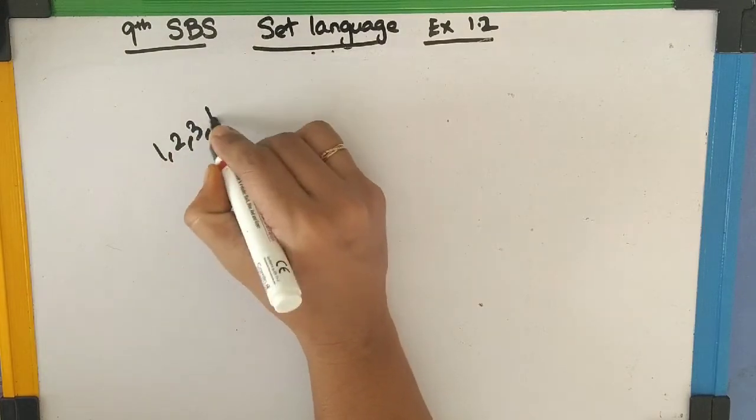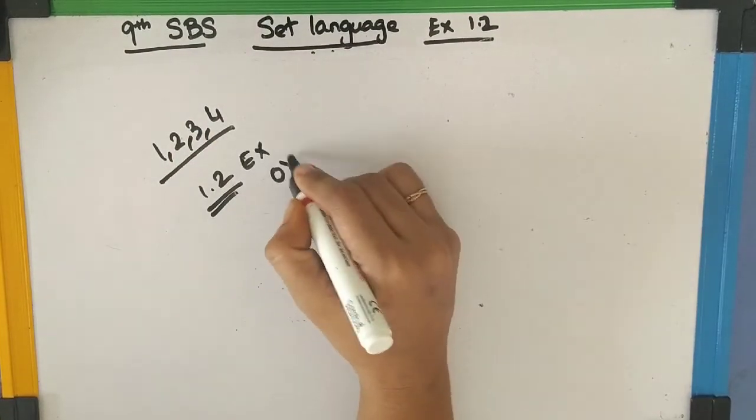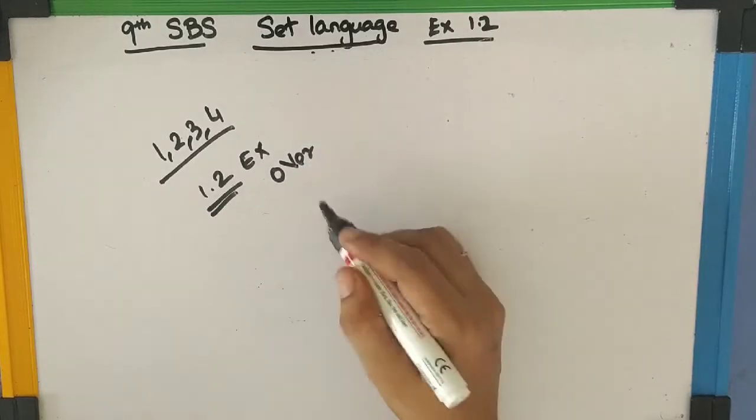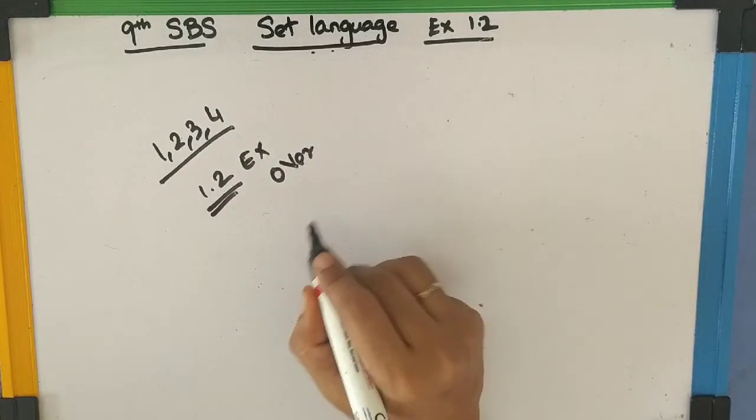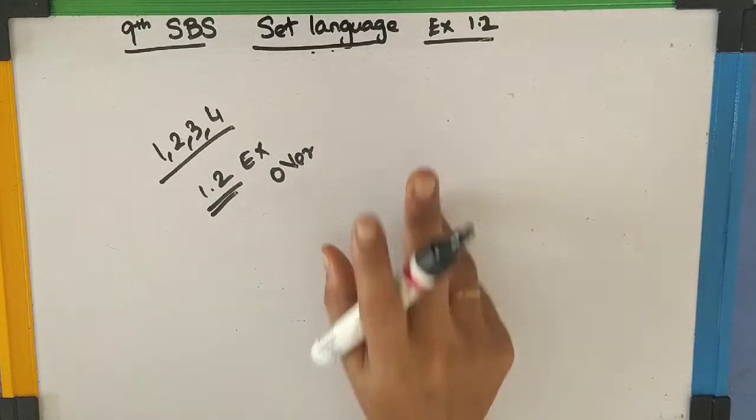Is this easy? Okay. With this, questions 1, 2, 3, 4 from exercise 1.2 are over, and we can see the next remaining questions of this exercise in the next video.